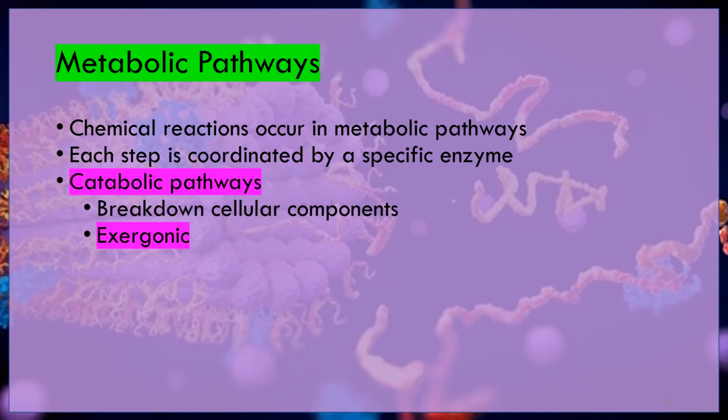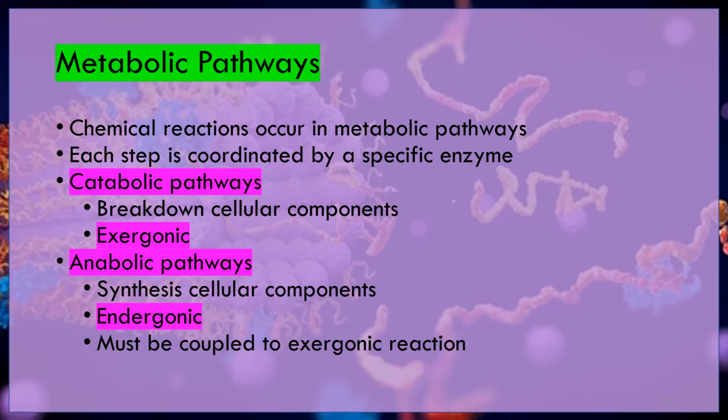Okay, we have catabolic pathways, which break down cellular components, and these are exergonic reactions. And we have anabolic pathways, which synthesize cellular components, and these are endergonic reactions, which must be coupled to an exergonic reaction. Okay, so catabolic is breaking apart, anabolic is building. So think of anabolic steroids building muscle. That's an anabolic pathway.